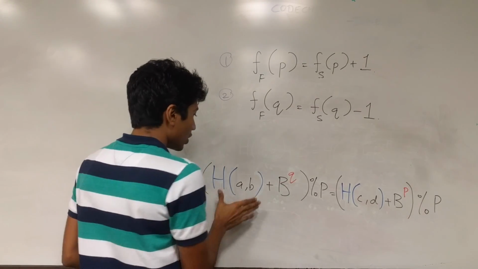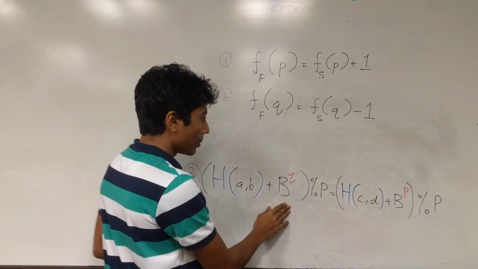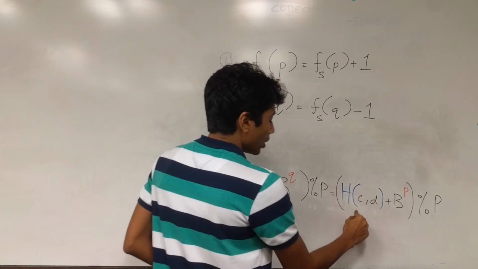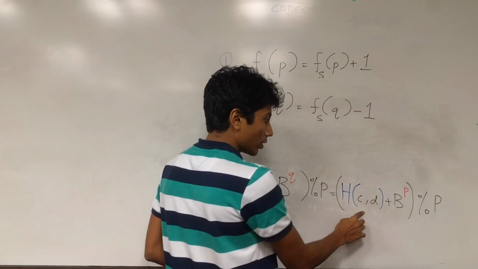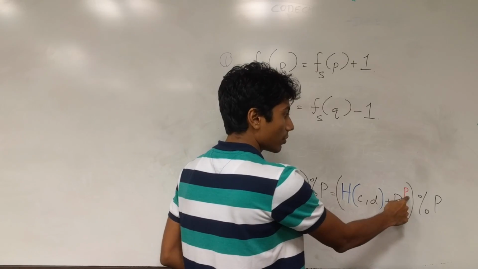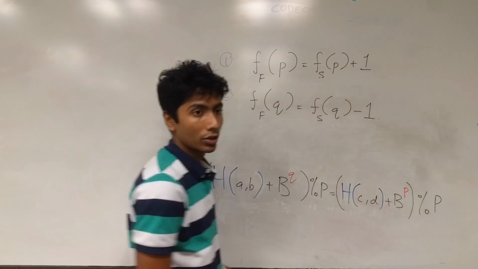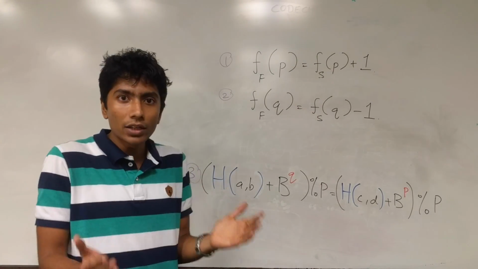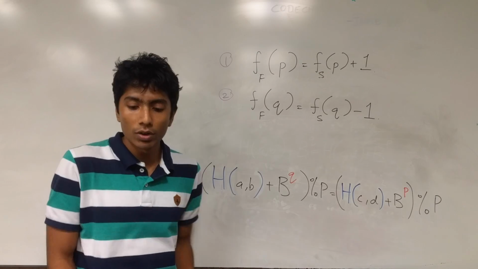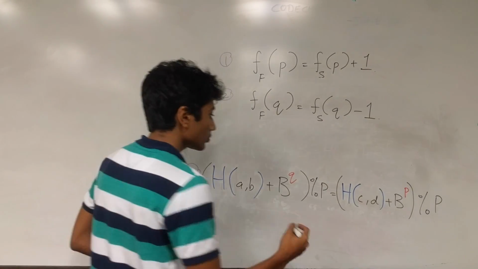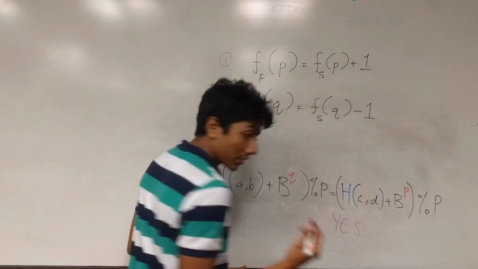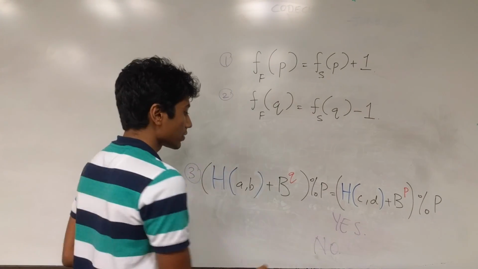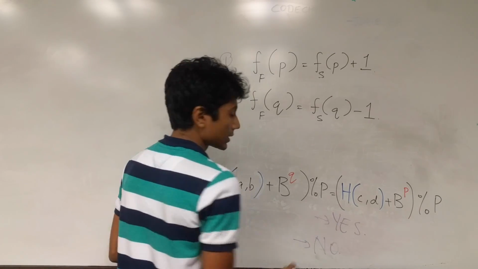So the hash of the first subarray plus b raised to power q, because it has less of that, mod prime number, should be equal to the hash of the second subarray plus b raised to power p mod prime number. So if these 3 conditions are satisfied, then we are guaranteed that the 2 arrays are very similar and you should print out a yes. Otherwise, if any of these 3 conditions do not hold, just print out a no.